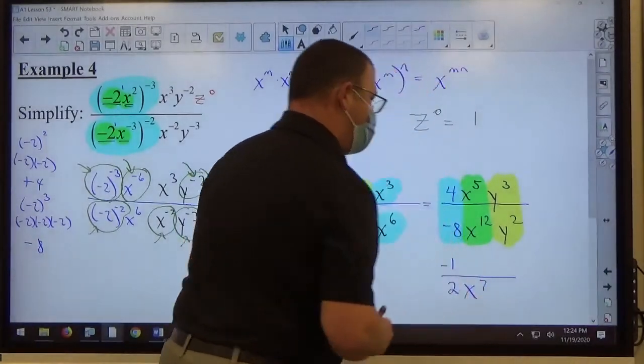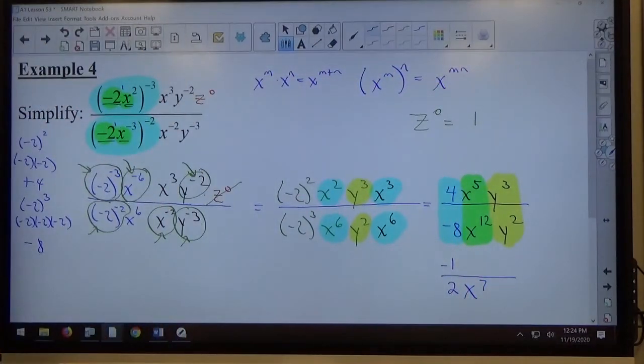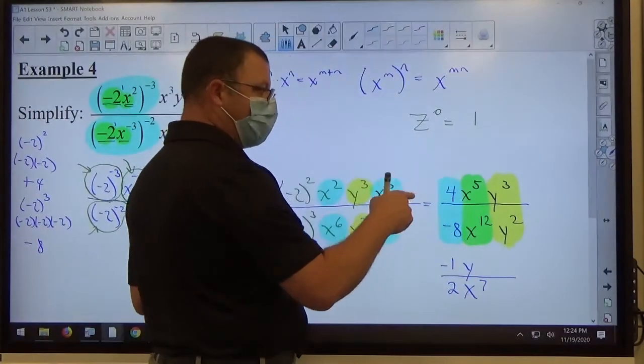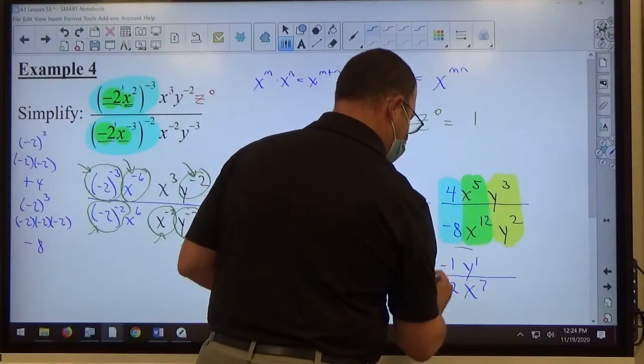7. Same thing for y. Where's the bigger power for y? On the top. On the top, so y belongs on top. And then we subtract, what's 3 minus 2? 1. That is your answer.